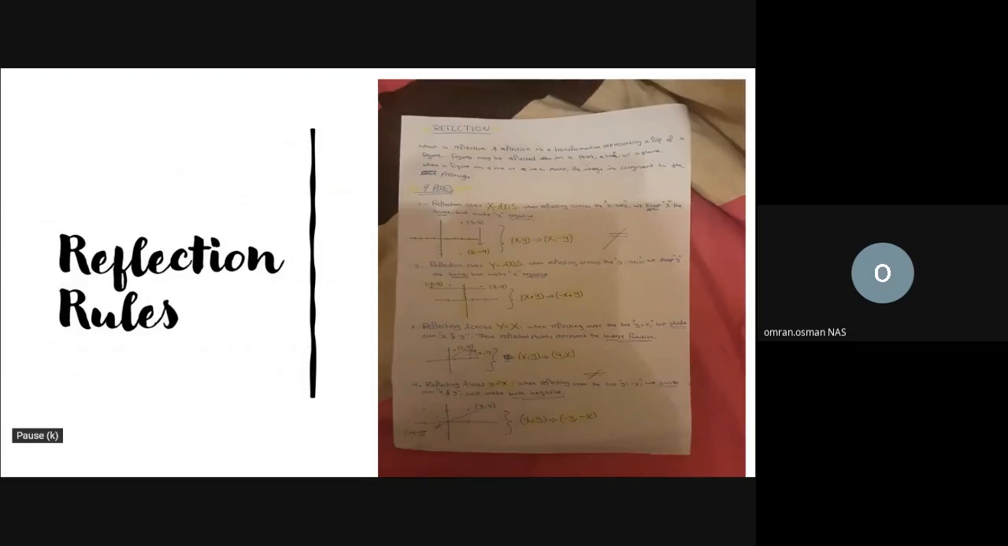Now, rule number 3 is reflecting across y equals x. When reflecting over the line y equals x, we switch our x and y. This reflected point represents the inverse function. The last rule of reflection is reflecting across y equals negative x. That is, when reflecting over the line y equals negative x, we switch our x and y and make both negative. So rule number 3 and 4 are opposite to each other too.